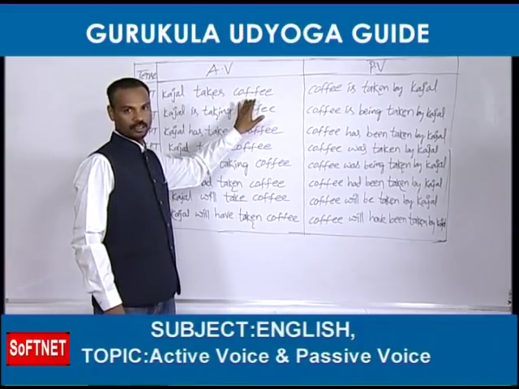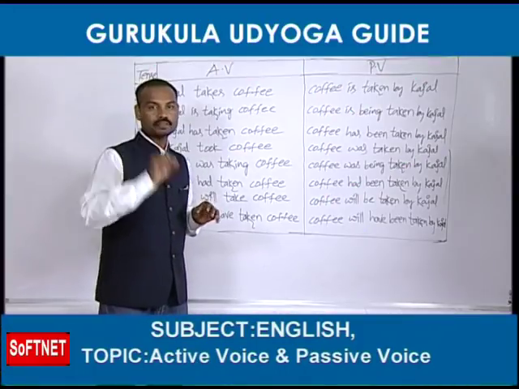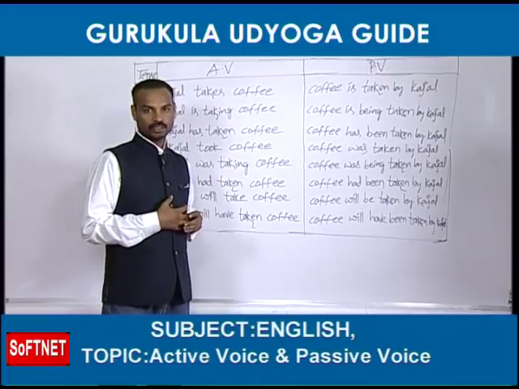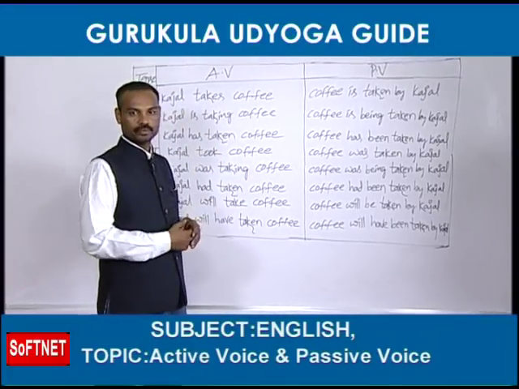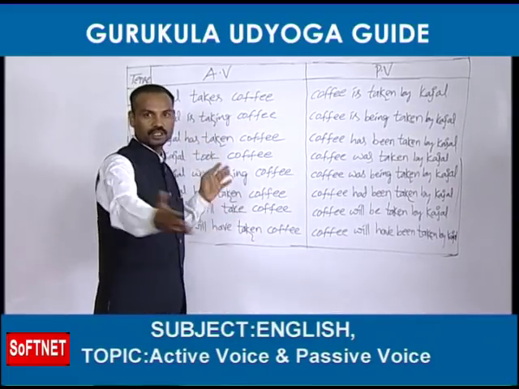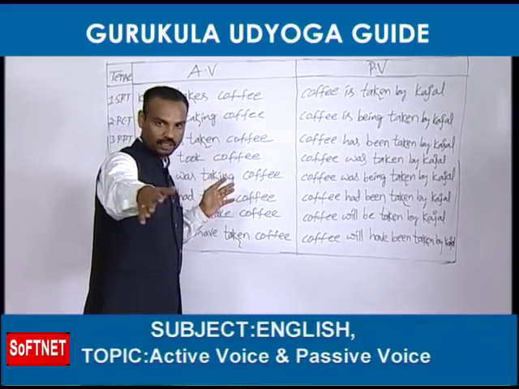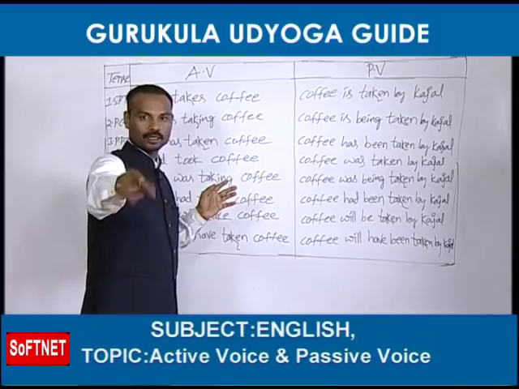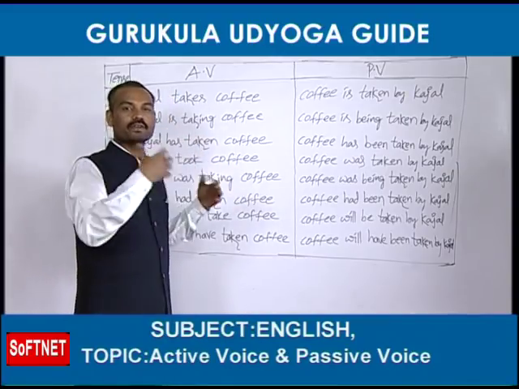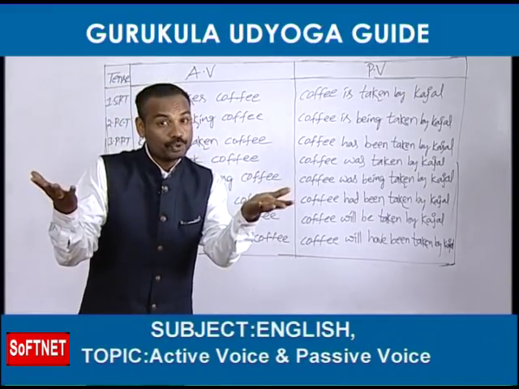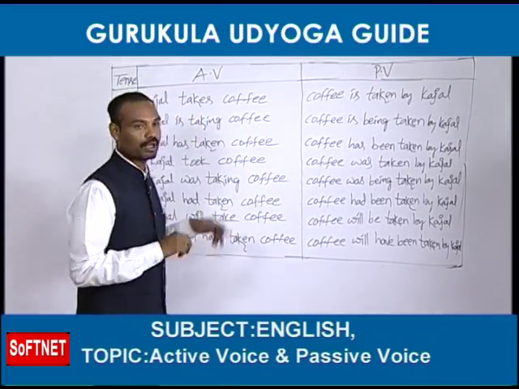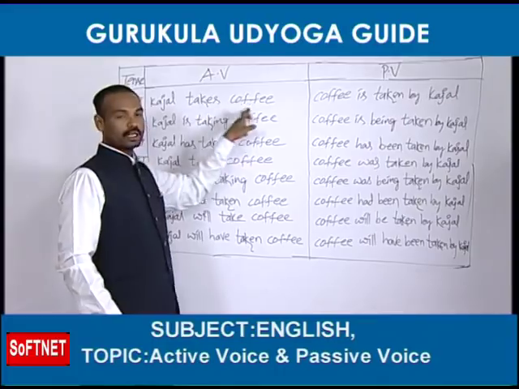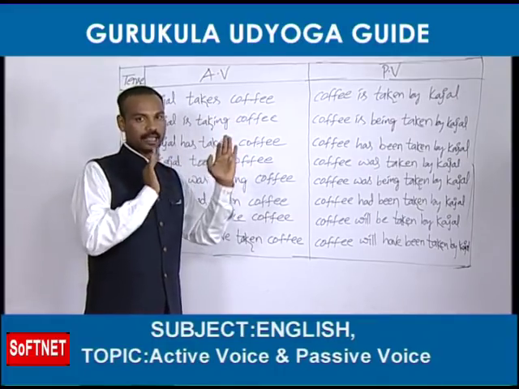Kajal takes coffee. I have written Kajal's name. If you have any objection with Kajal's name, you can imagine your name. What's your name? I will write. Are you Raju, Ravi, Kiran, Soni, Rani? Come on, you can imagine your name in the place of Kajal. If you don't have any objection with her name, you can imagine just Kajal is there. Right. Kajal takes coffee. Okay, this is active voice.